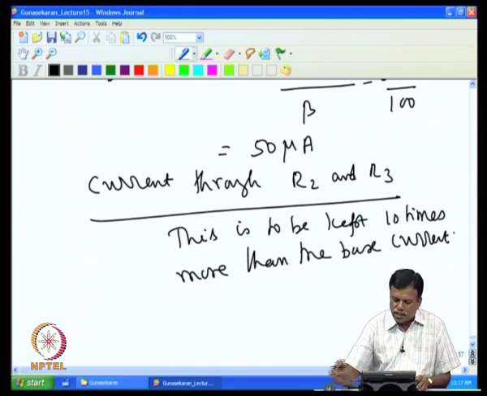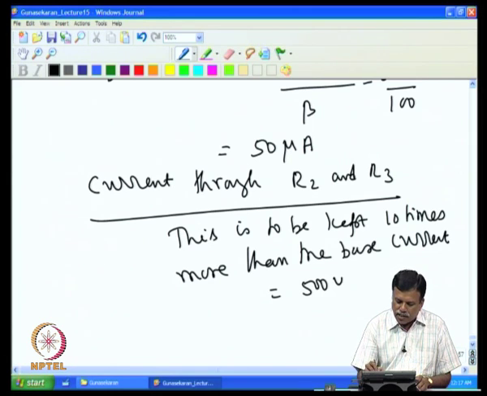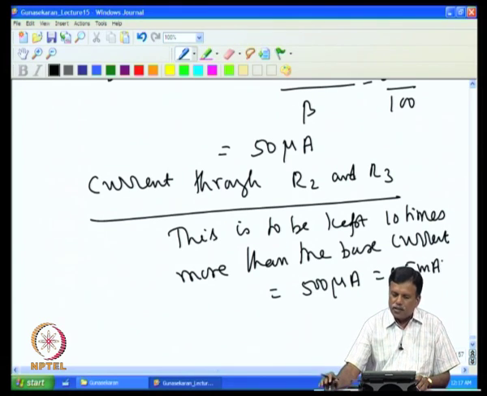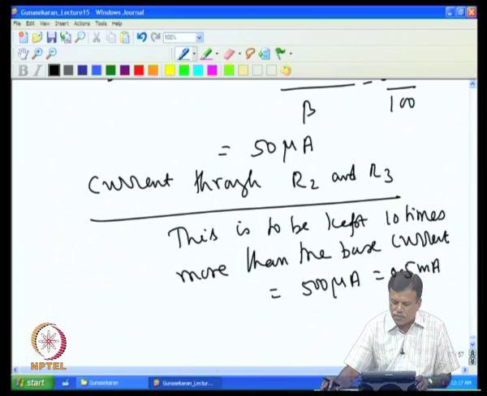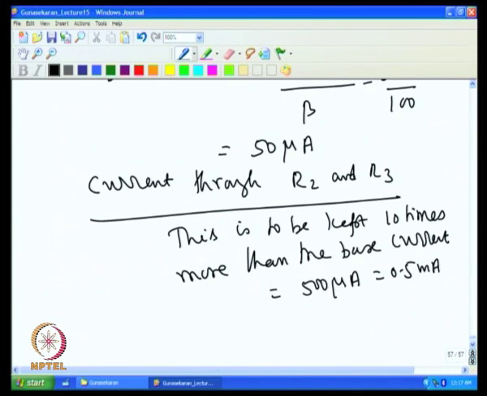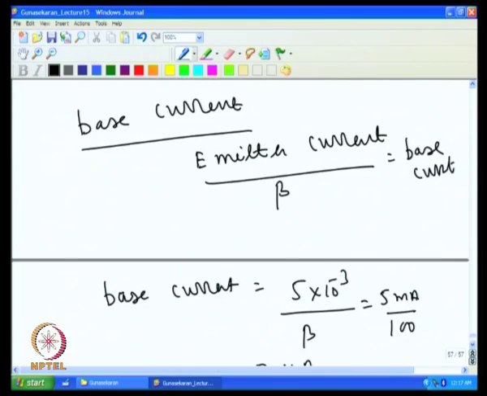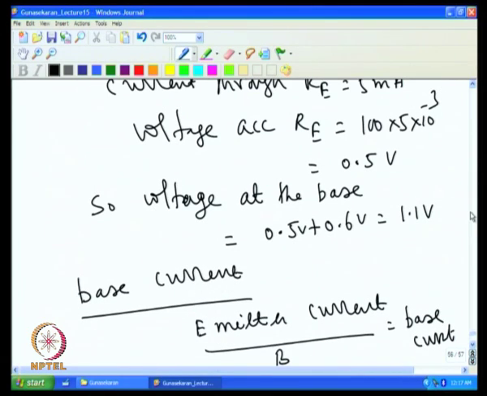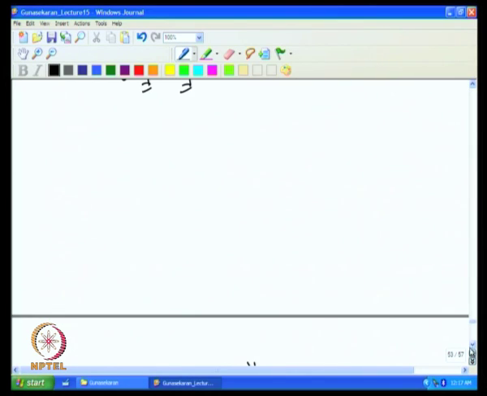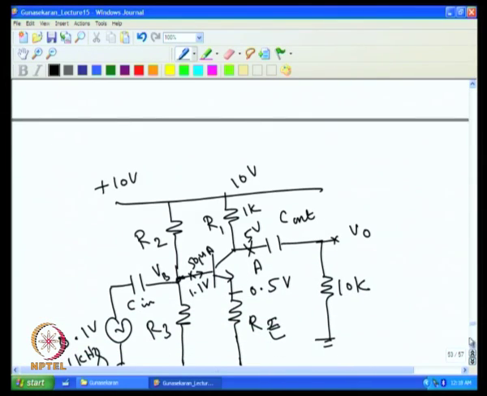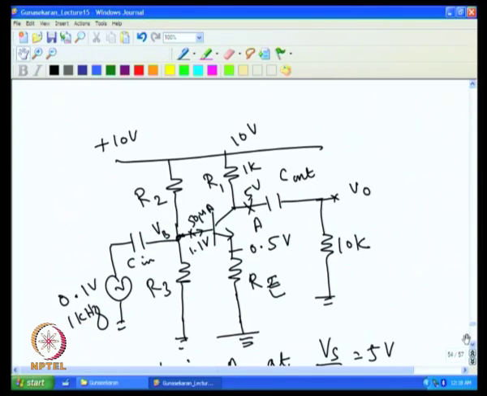This is going to be kept 10 times more than the base current, that actually can be kept as 500 microamps or equal to 0.5 milliamps. So, now we are very close to our design, because now we got the R2, R3 current and then voltage across R3. If you see the circuit, the voltage across R3 is 1.1 volt, and we know the current through this is 500 microamps. So then we can find out the value of R3.